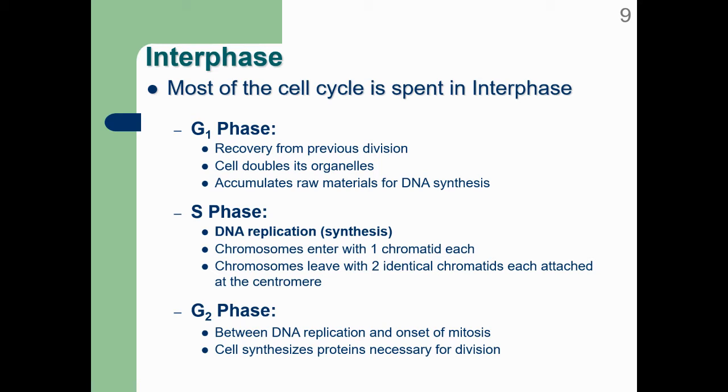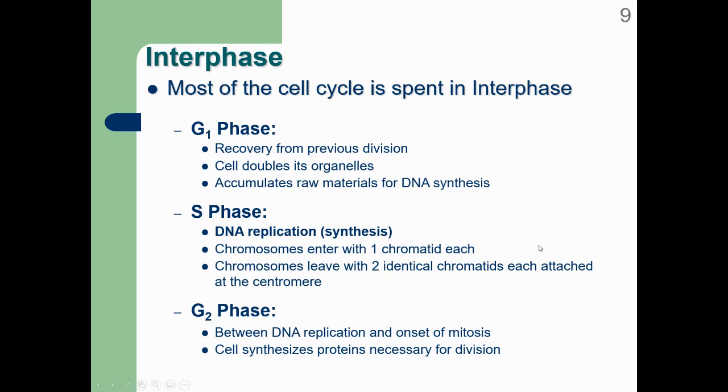So in G1, I'm going to recover from that previous division. If I divide my cell into two, it has reduced in size. So I'm going to start to accumulate raw materials. How do I do this? Eating, nutrition. I pull in raw materials from the environment and I accumulate them in my cytoplasm. I bring in water so my cell can grow, and I start making phospholipids so my plasma membrane can grow. I start to double my number of organelles. My cell gets bigger, and while it's doing this, it's doing whatever its job is.